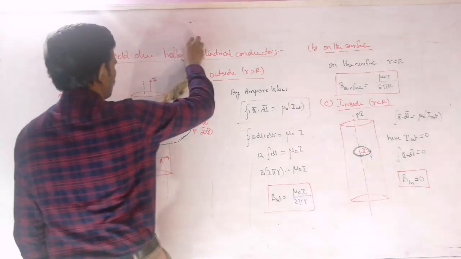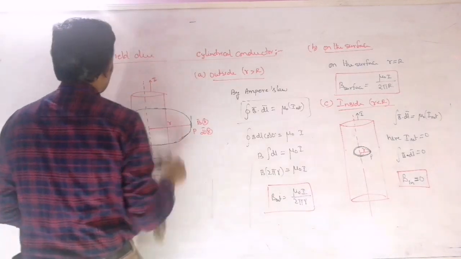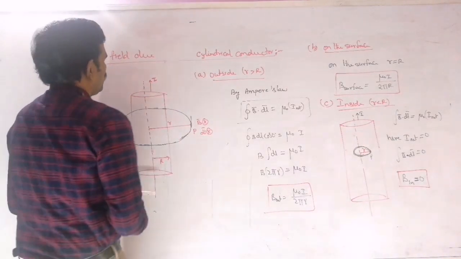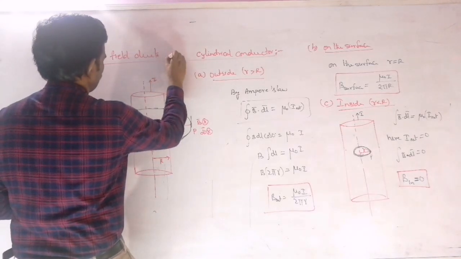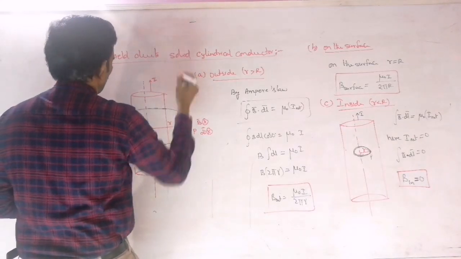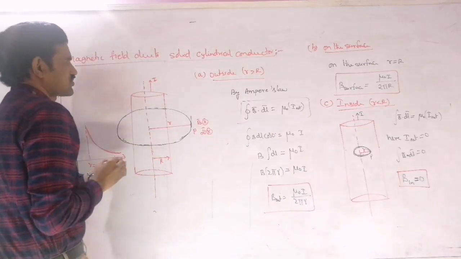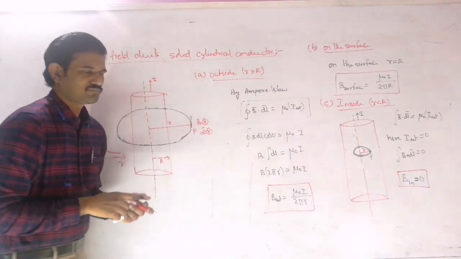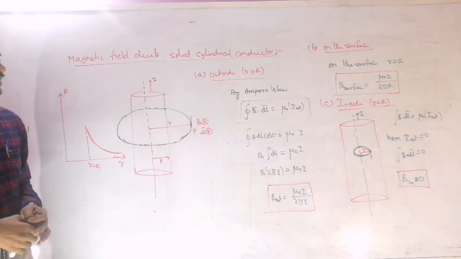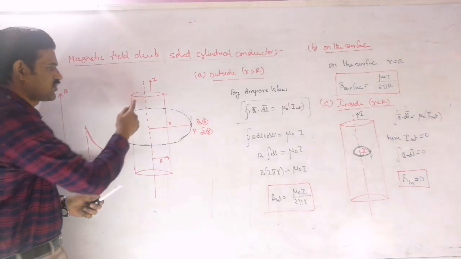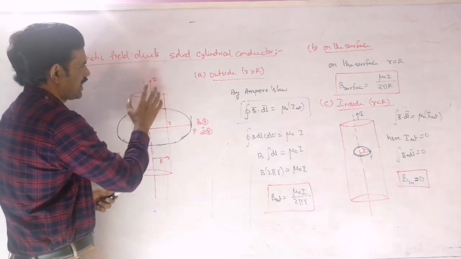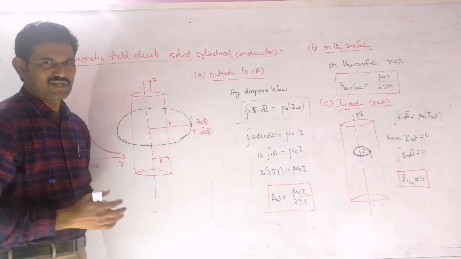So now let us see the derivation for the solid cylindrical conductor. So now, the magnetic field due to a solid cylindrical conductor. Solid cylindrical conductor means the total material will be there, and this current I is distributed uniformly over the cross section there.